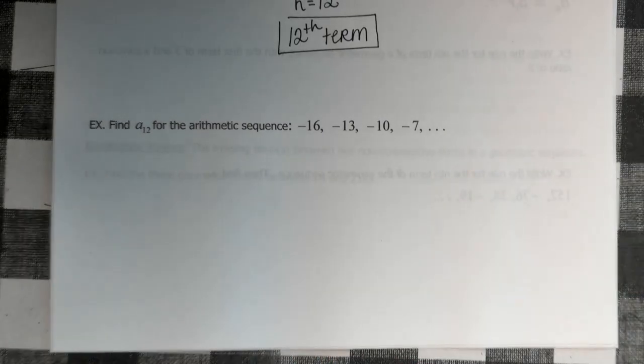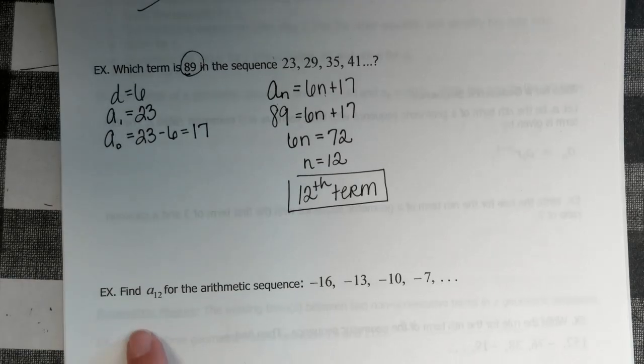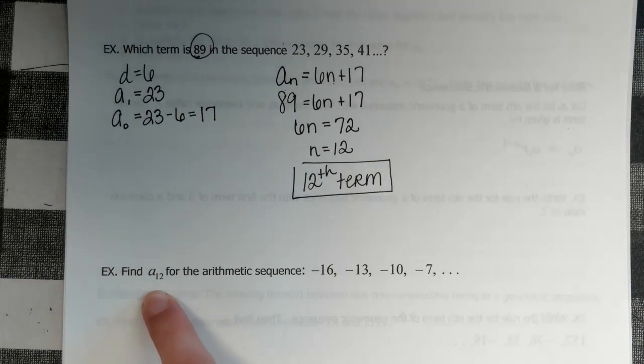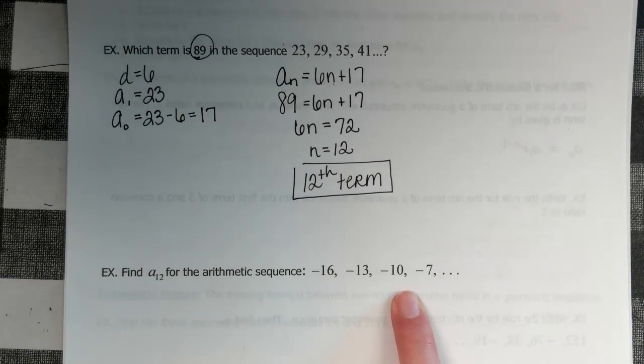So then see if you can work through the next one. It's no longer asking you your A sub n. It's telling you find A12. If negative 16, negative 13, negative 10, negative 7 is your sequence, work through that to see what that term is.